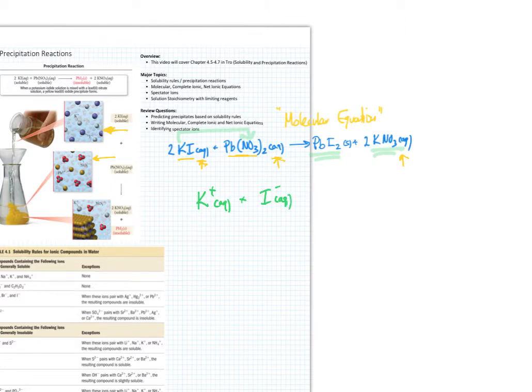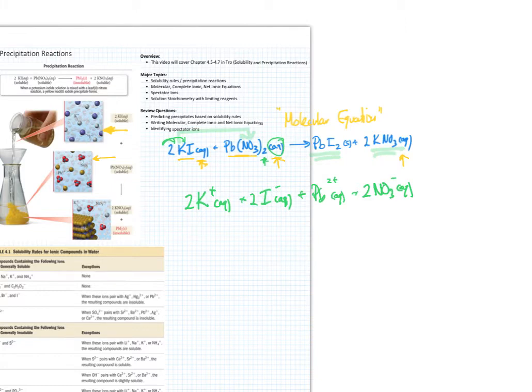Now, what do we do with this 2? The 2 has to be distributed to both species. So there are actually 2 K plus ions and 2 I minus ions for every potassium iodide in the balanced equation. Then, this is aqueous, so this one also needs to be broken up. It's going to be Pb2 plus aqueous plus, there's a little 2 down here. That means there are actually 2 nitrates, 2 NO3 minus aqueous. That takes care of the reactant side of the equation.